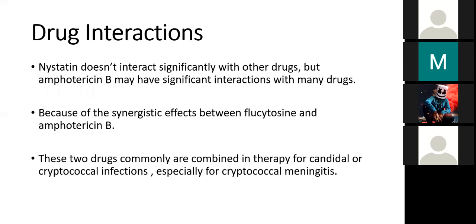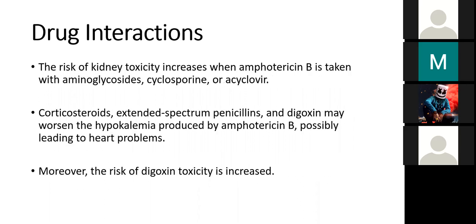Because Nystatin is given topically, there isn't much by way of drug interaction, but amphotericin B interacts with flucytosine, and the interaction is synergistic. What this means is that it amplifies the effect of the flucytosine, and they are commonly used together to treat cryptococcal meningitis because of this synergistic effect. When you give amphotericin B with nephrotoxic medications like aminoglycosides, the risk of kidney toxicity is increased. And when it is given with corticosteroids, penicillin, and digoxin, the hypokalemia that is produced is worse, and this can lead to heart problems.